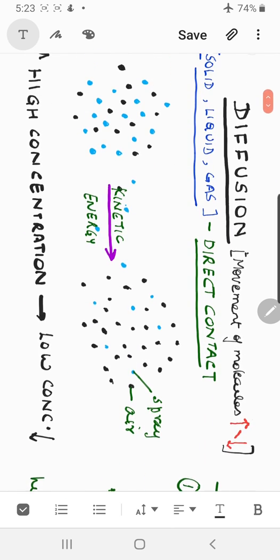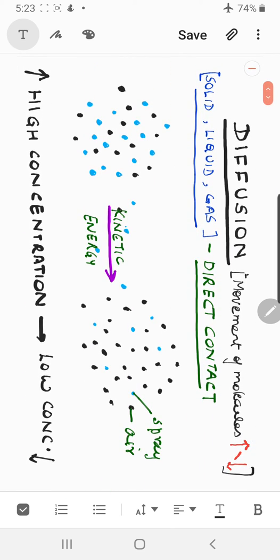If you can see, I have drawn a small diagram on the screen. It's written here, diffusion is the movement of molecules from higher to lower concentration. It occurs in solid, liquid and gas, and it occurs when there is direct contact between two different types of molecules. This diagram just shows you that on one side, the black dots are normal gaseous molecules present in air, and the blue ones you just take as any kind of perfume that you have used.